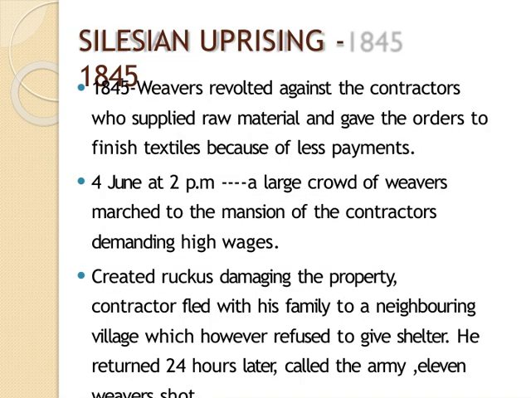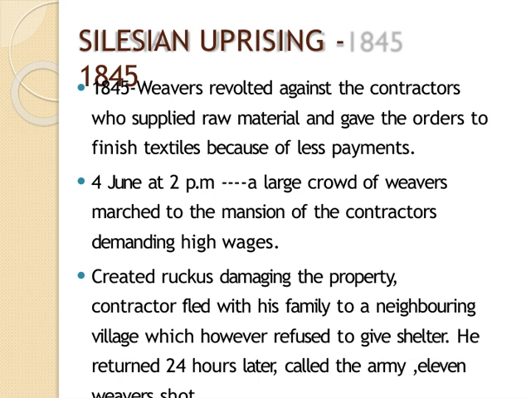In 1845, we see the Silesian Uprising, a significant event where weavers took a stand. They revolted against the contractors who supplied the raw materials and issued orders for finishing textiles. The core issue was the low payments they received, which fueled their dissatisfaction. On June 4th, around 2 p.m., a large crowd of weavers marched to the contractor's mansion. Their demand was simple. They wanted higher wages, but things escalated quickly. The weavers created a ruckus, damaging property in the process.